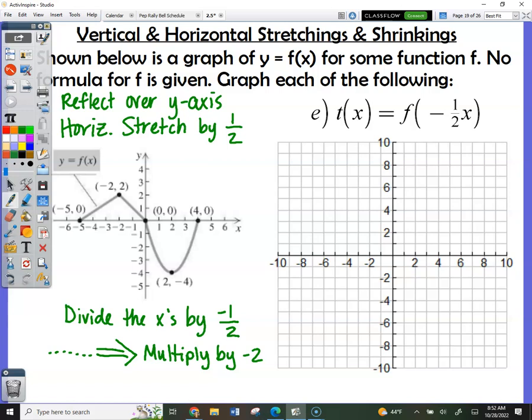All right, so negative 5 times negative 2 is positive 10, 0. Negative 2 times negative 2 is positive 4, 2. 0, 0 doesn't move. 2 times negative 2 is negative 4.